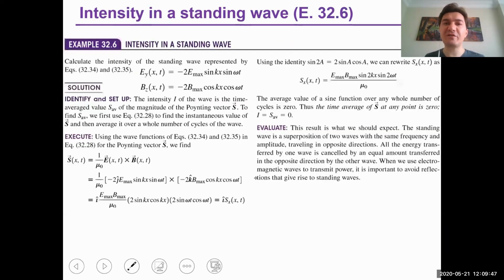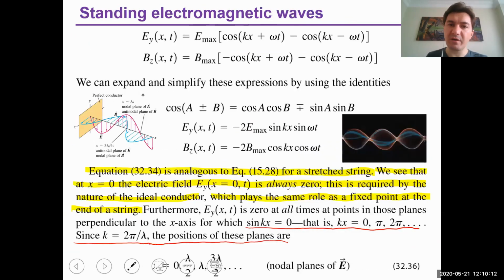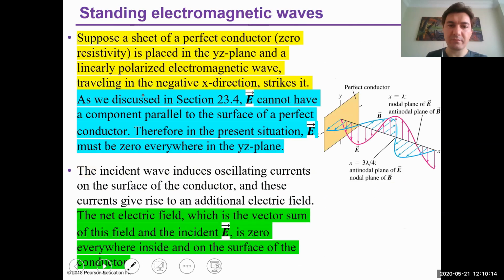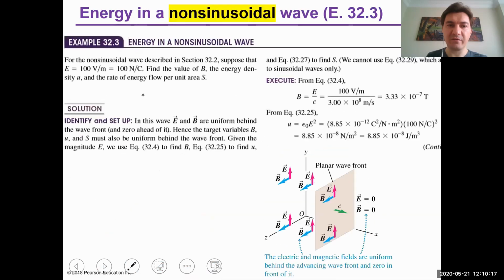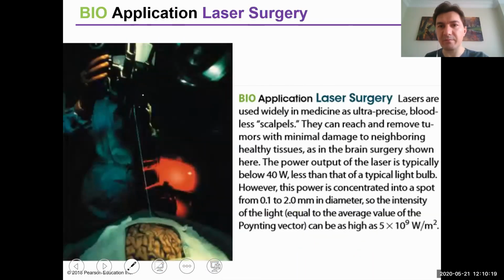Then let me finish with these two examples. Intensity in a standing wave. Calculate the intensity of the standing wave. So this is the electric field of the standing wave. This is the magnetic field of the standing wave. So what about the electric field and magnetic field for the sinusoidal waves? Let me go back. Sometimes it is very useful to compare them.